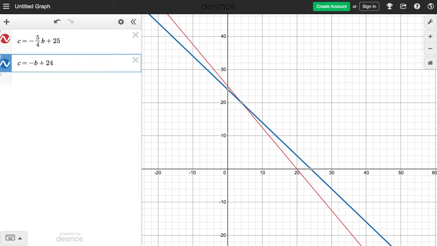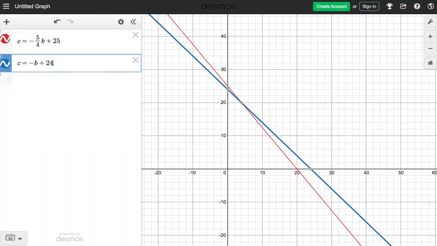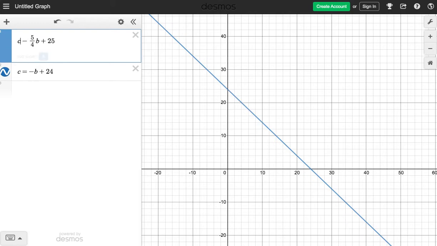Now, I'm going to go back over to the problem. If I were to put in 0, 0, if I worked 0 hours, would that make my money problem true? I don't think so. That would not work at all. So here in Desmos, I need to get this thing to shade the red line away from 0, 0. So I'm going to change my symbol. Let's try greater than or equal to.